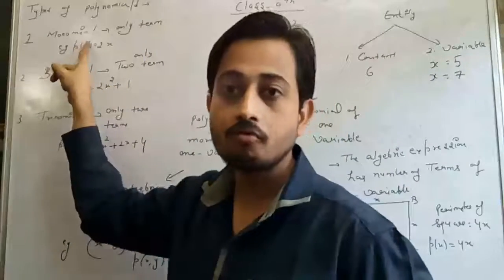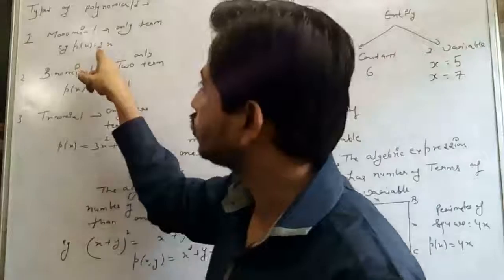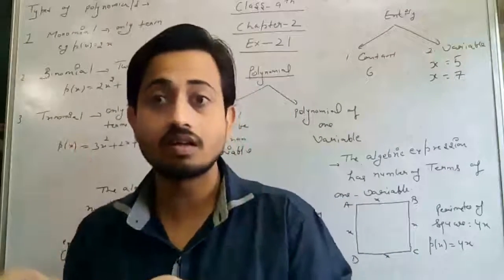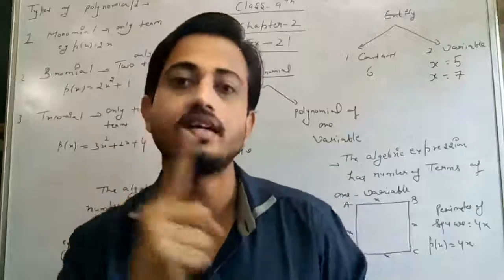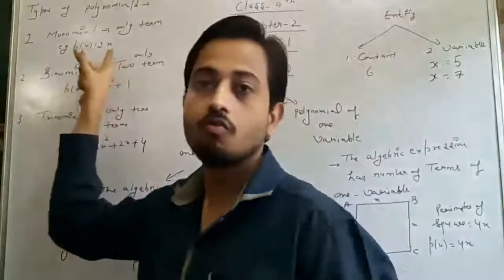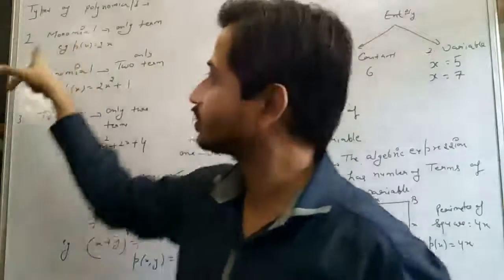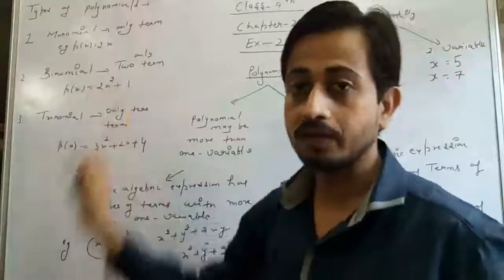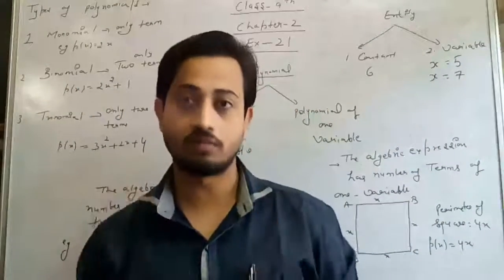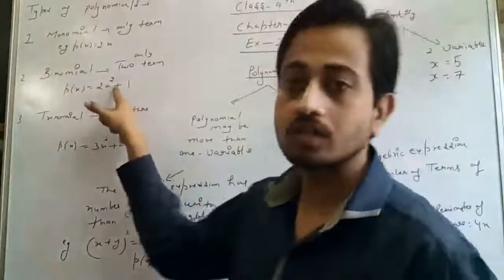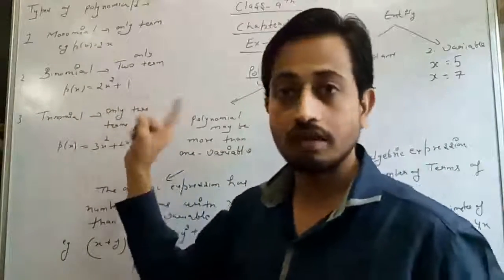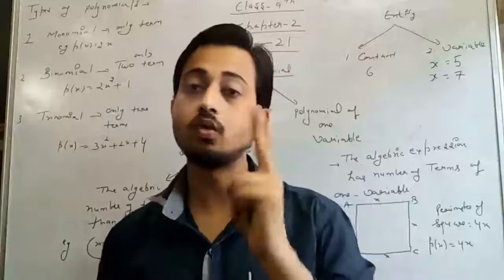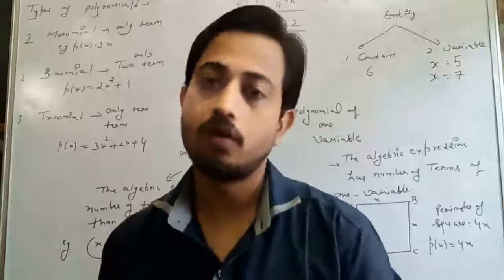I am giving an example, p of x, polynomial of variable x is 2x. So 2x is your only single term, because 2 plus x is not 2 into x. 2 into x gives you one term. So this is your one term polynomial, and it is called a monomial. The second polynomial is binomial. Bi means 2. It means we have two terms. Look at this example. Here 2x square is one term, and another one is one term. So 1 plus 1 is 2. So we get two terms, and a two term polynomial is called a binomial polynomial.